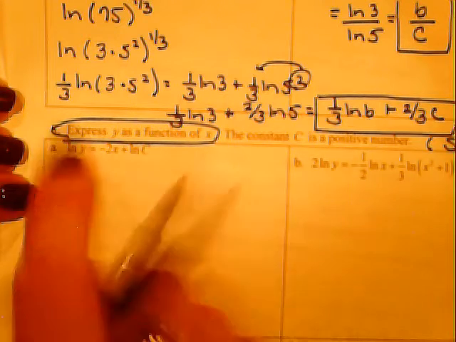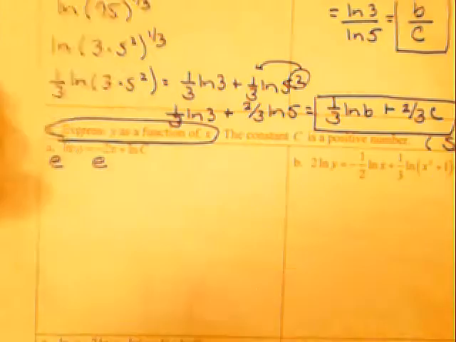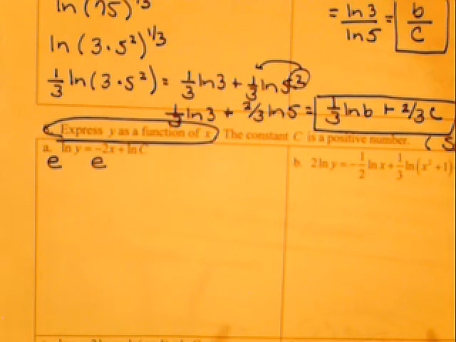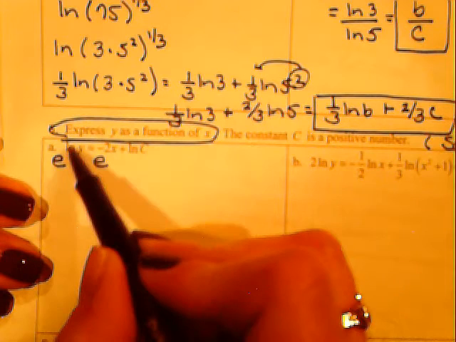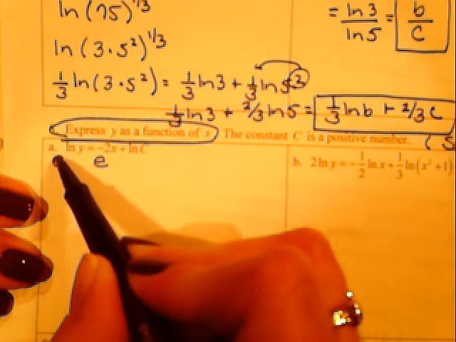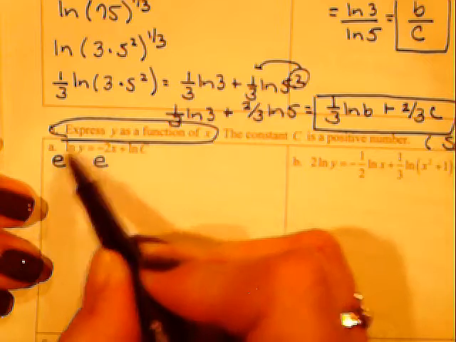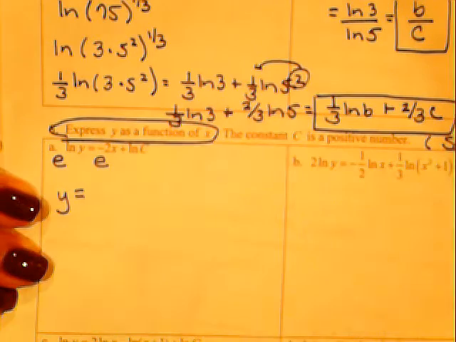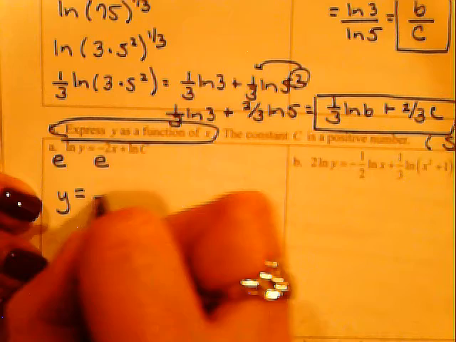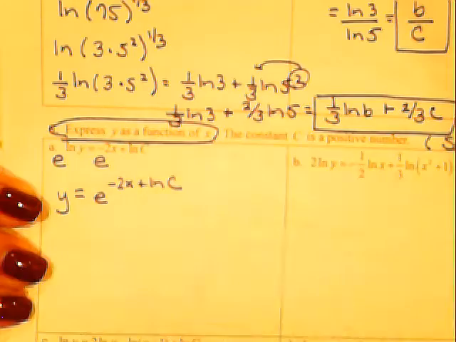What I mean by that is I'm going to raise both sides of the equation to the power of e. Just like you can add and subtract to both sides of the equation, you can take the entire equation and raise it to a power of a different base. Using your inverse property of logarithms, e and natural log are inverses of one another. They will cancel each other out, so I'm going to be left with y equals, on the right-hand side, e to the negative 2x plus natural log of c.